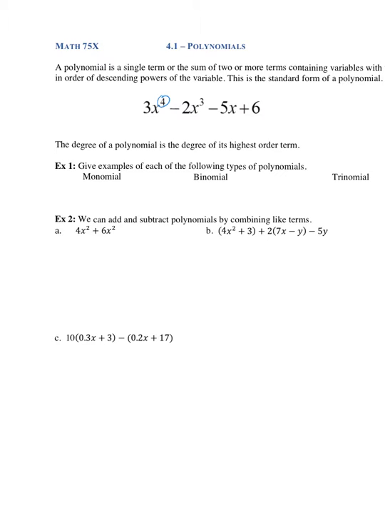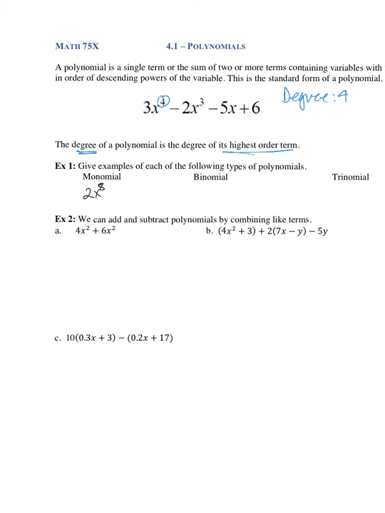So that's standard form. The degree is the highest exponent. So the degree in this one would be 4. All right, so let's give an example of a monomial. That's just when there's one term. So it could be like this, and in that case, the degree is 8.